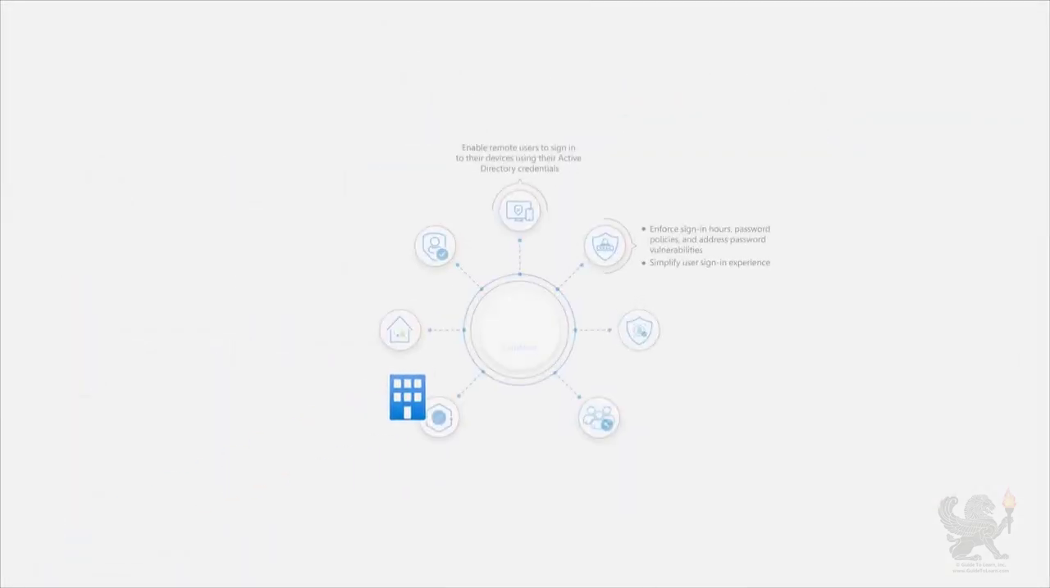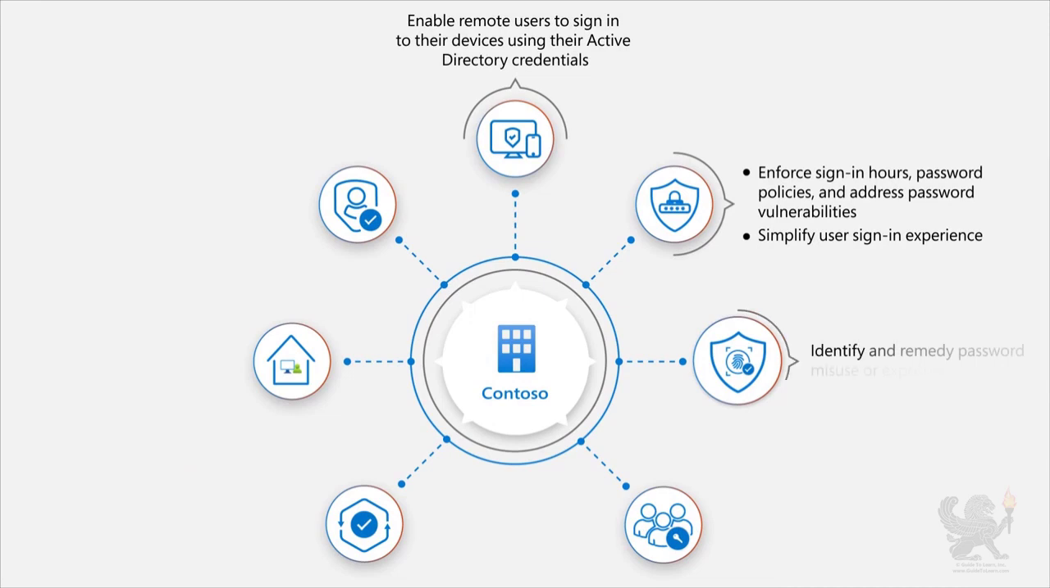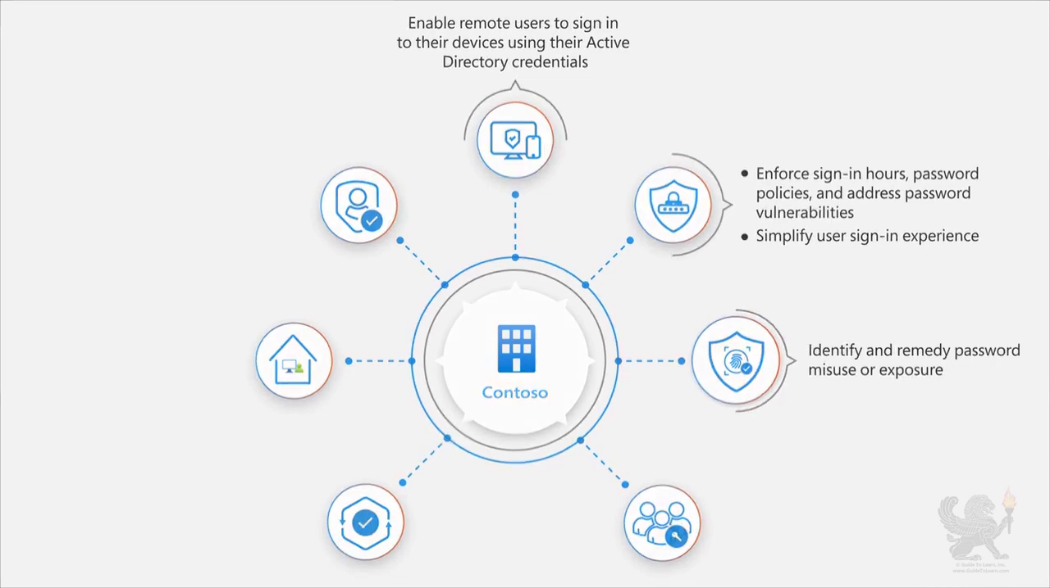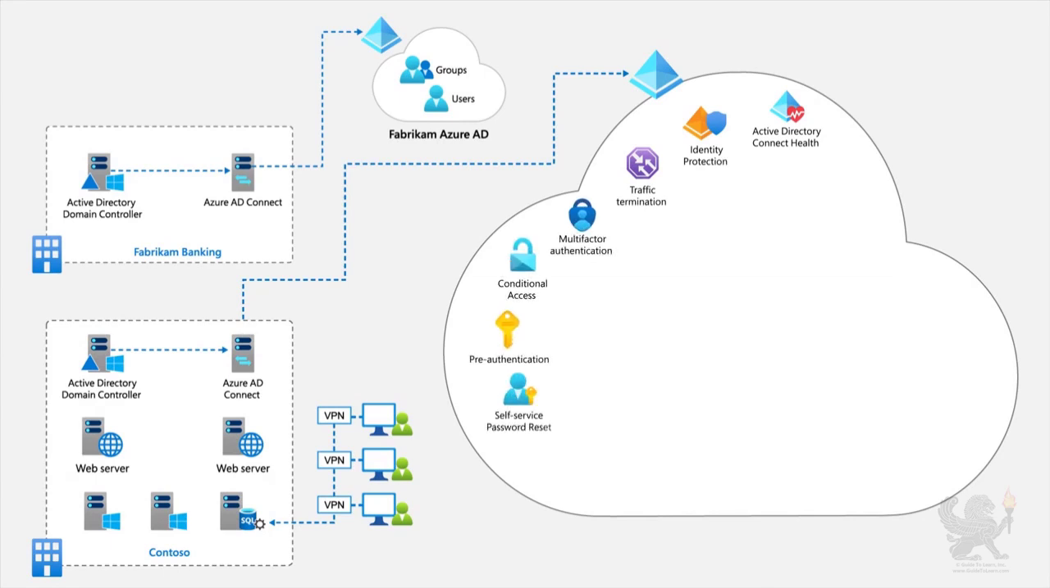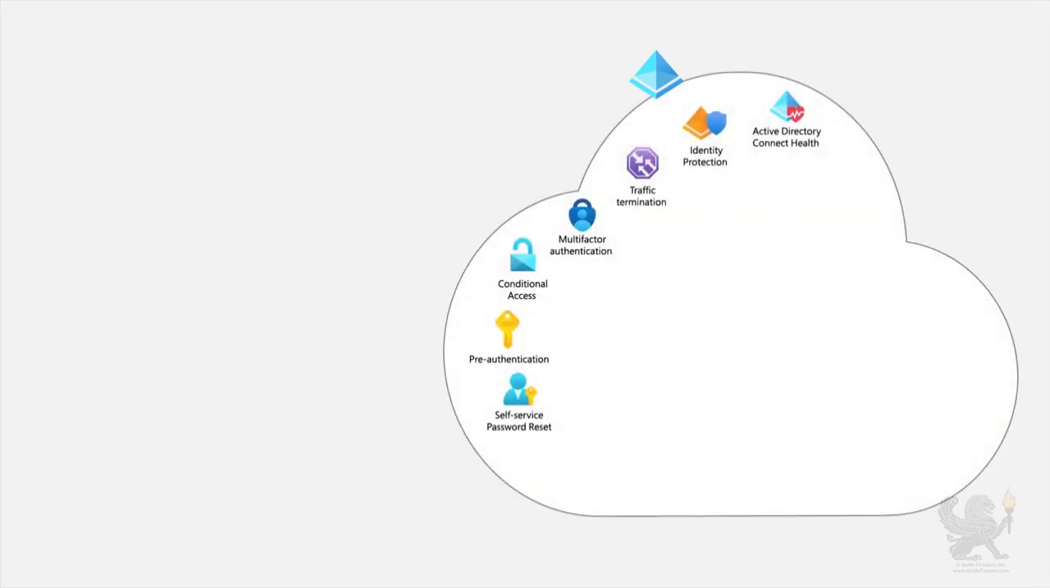Another requirement is to promptly identify and remedy password misuse or exposure in password-protected environments. With the newly provisioned Azure AD tenant in place, Contoso implements a number of features that enhance built-in tenant security. This starts with configuring Azure AD Identity Protection, enabling multi-factor authentication for the set of privileged accounts used for tenant administration, and implementing Azure AD Conditional Access.